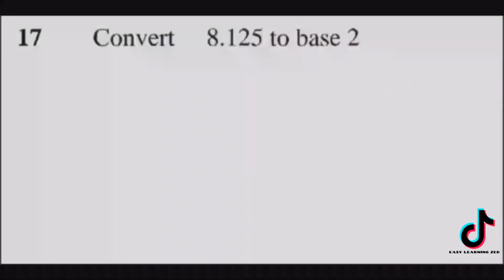Okay, 17 is as follows. Convert 8.125 to base 2. That means 8.125 is in base 10, and we need to convert it into base 2. Before we convert it, we need to separate the whole number and the decimal part. So I'm going to write it like this: 8 plus 0.125.